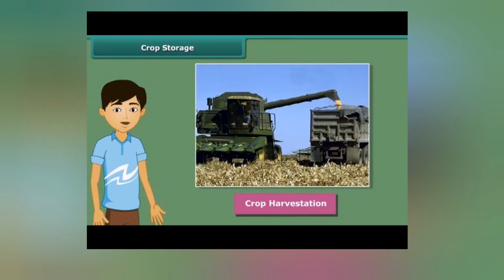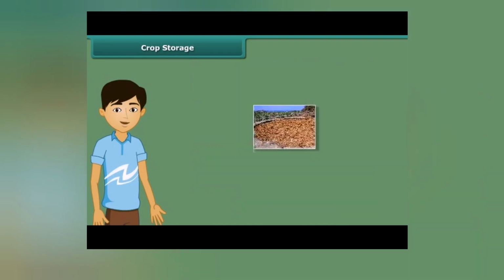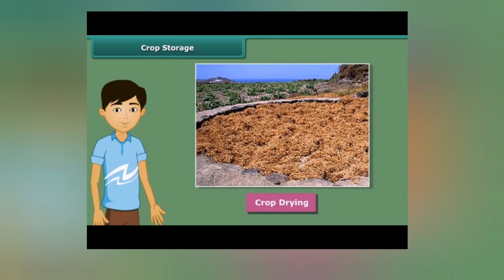We should take some precautions to store crops because if the harvested grains are stored without drying, then they may get spoiled or attacked by organisms and thus they will lose their germination capacity. So the grains should be properly dried in the sun to reduce the moisture in them.